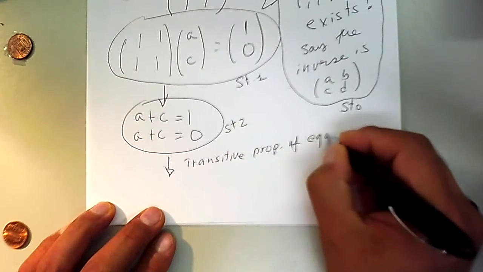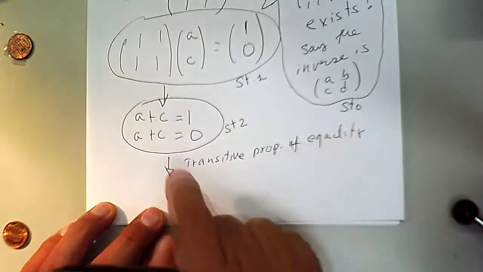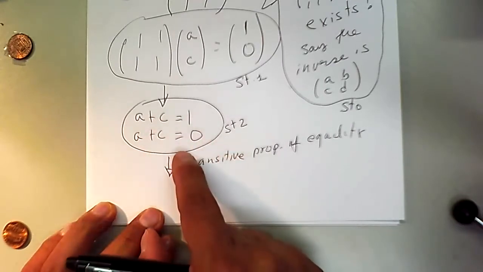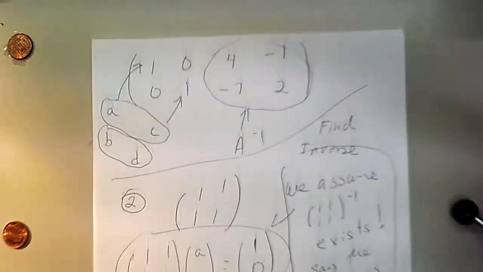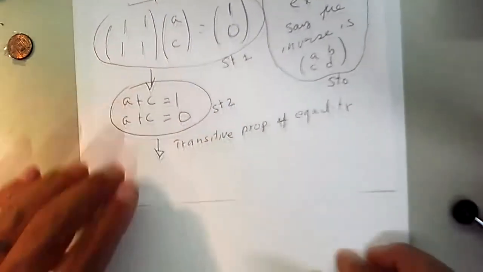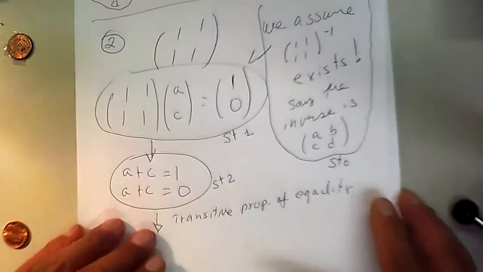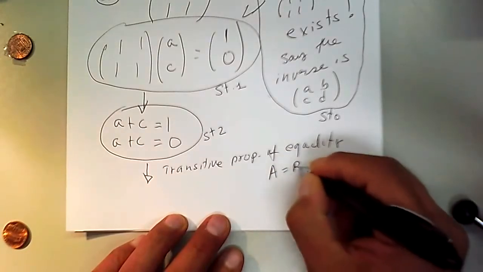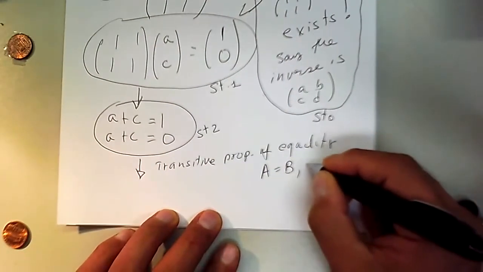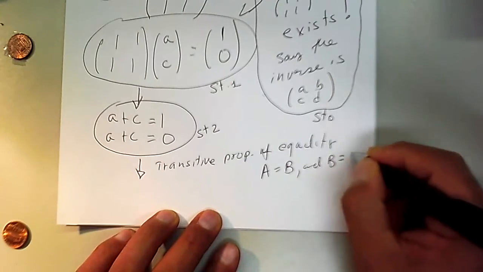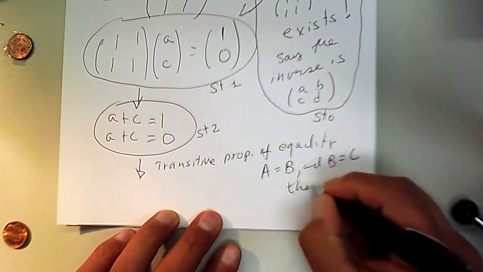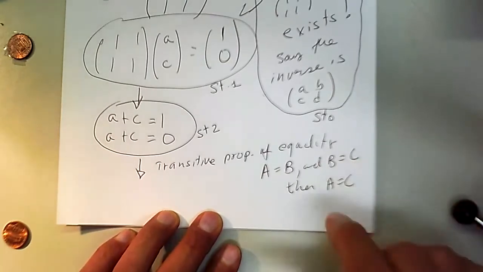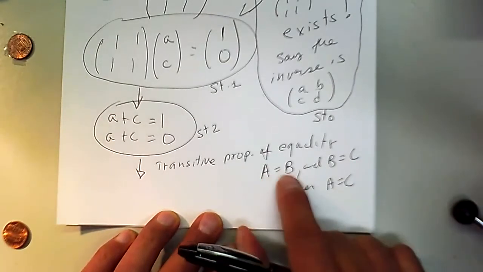Of equality. It says that if, well, with letters, it says that if A is equal to B, and B is equal to C, then this guy is equal to C. The equation transfers.